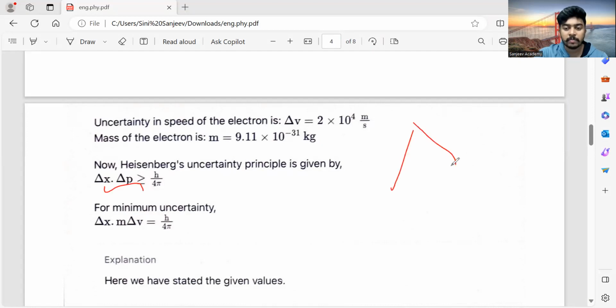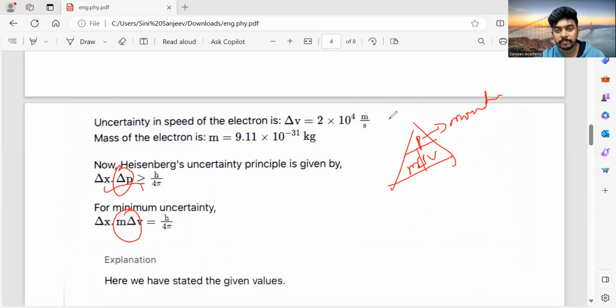So we all know what momentum is. Momentum is p, which is mass into velocity. P is momentum, m is mass, and v is velocity respectively. So instead of delta p, I will put m into delta v here. Instead of v, I'll be putting delta v here.